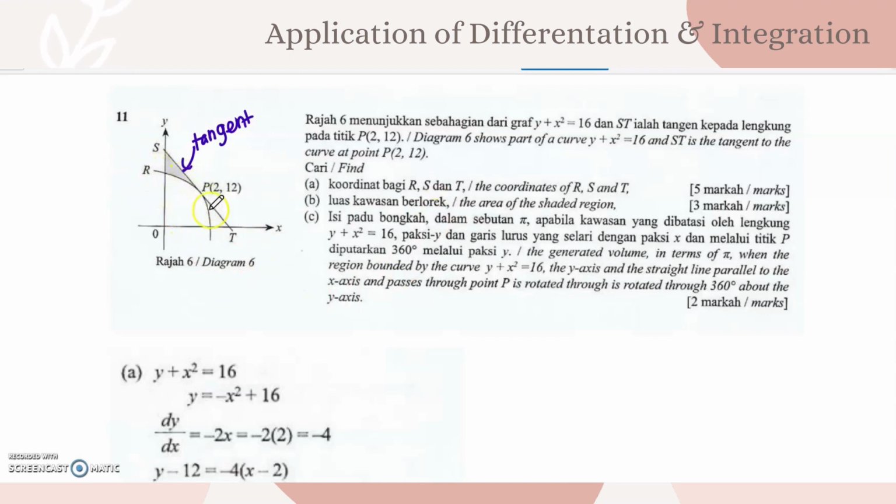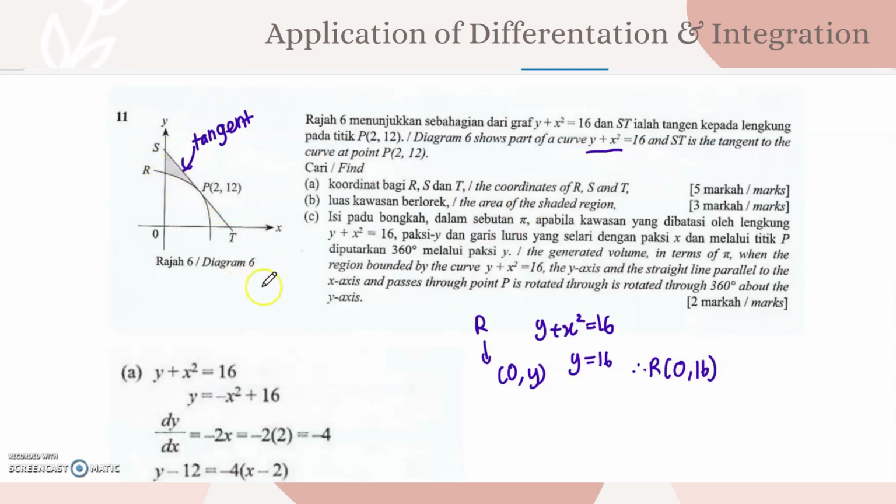So untuk R, kita boleh dapatkan the coordinates since R lies on the curve. So the equation of the curve, y plus x squared equal to 16. So point R, x is equal to 0. Okay, x coordinate is equal to 0. So we have to find the y coordinate for R. So we substitute x equal to 0 here, so we get y equal to 16. So therefore, the point R is (0, 16). So that's one point done.